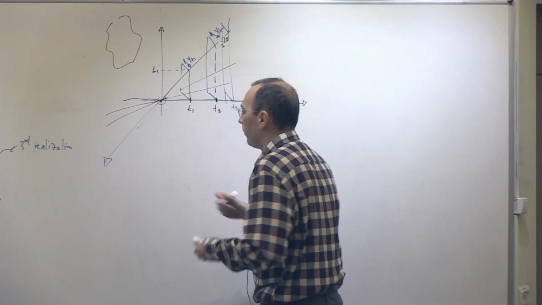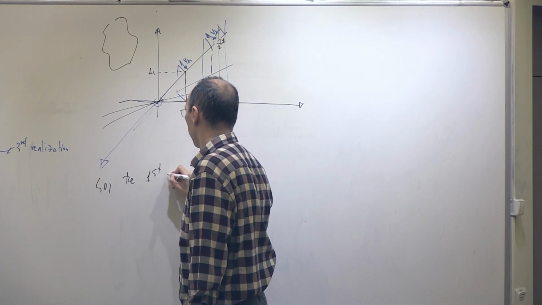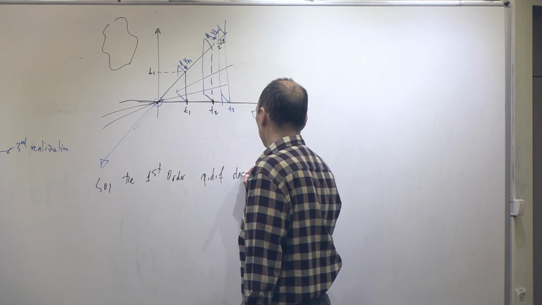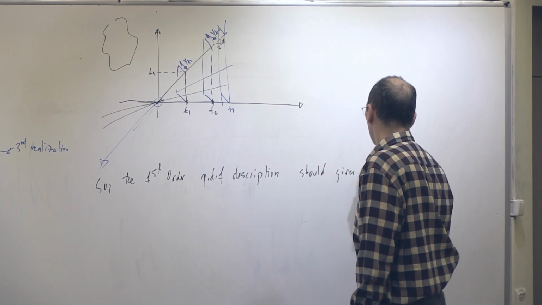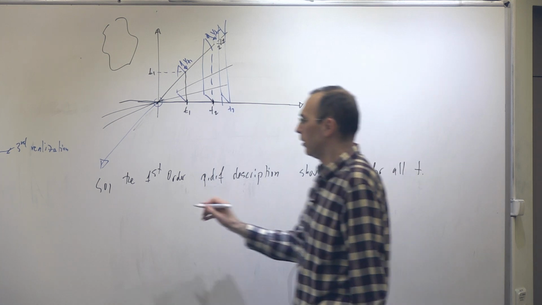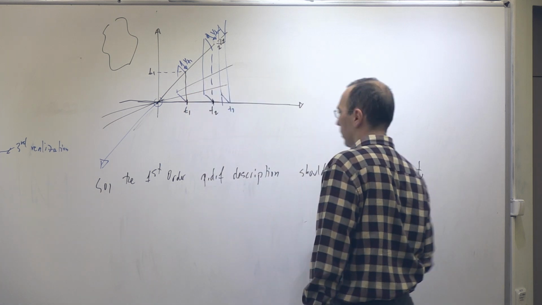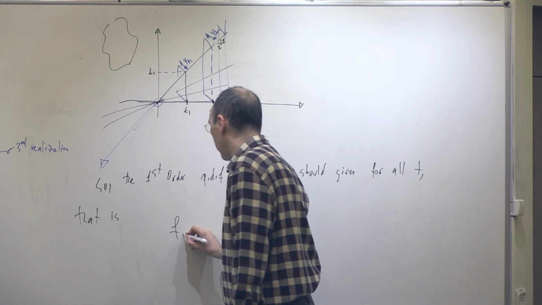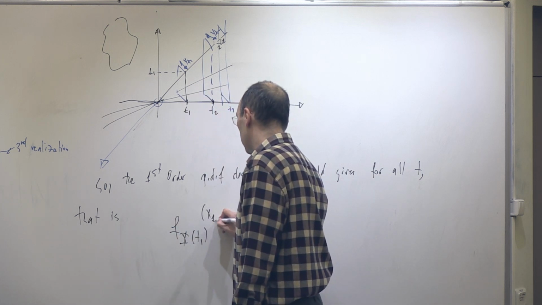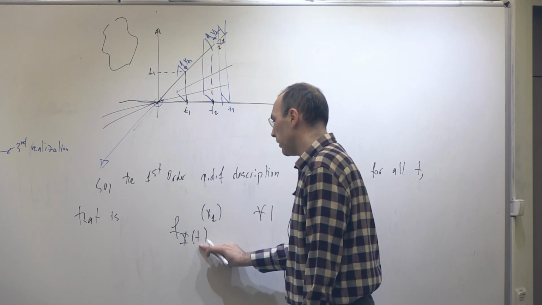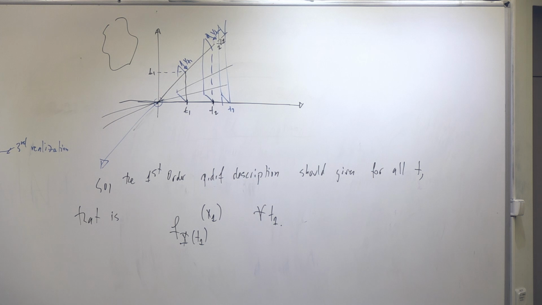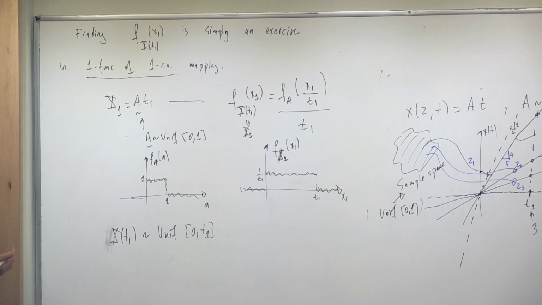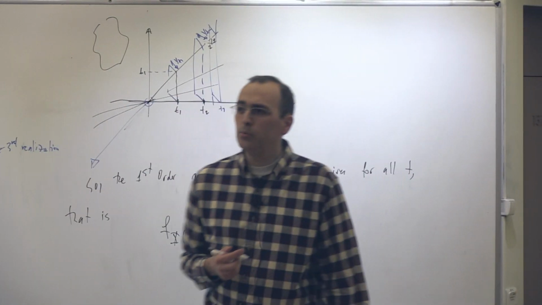Okay, so the first order p.d.f description should be given for all t. For all t. That is, we should be finding f of x at t1, x1, for all t1. For all sampling instances. So can I do this? Of course. Well, actually, I have just done it for a generic value of t1. This is the end of the random slope example. Is this clear, what we are trying to do?